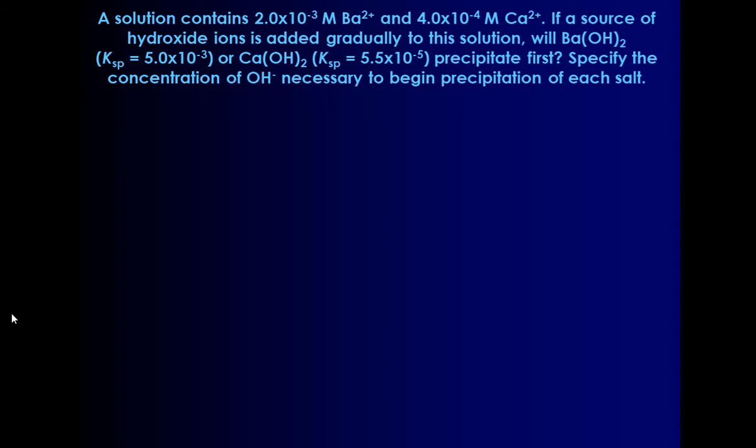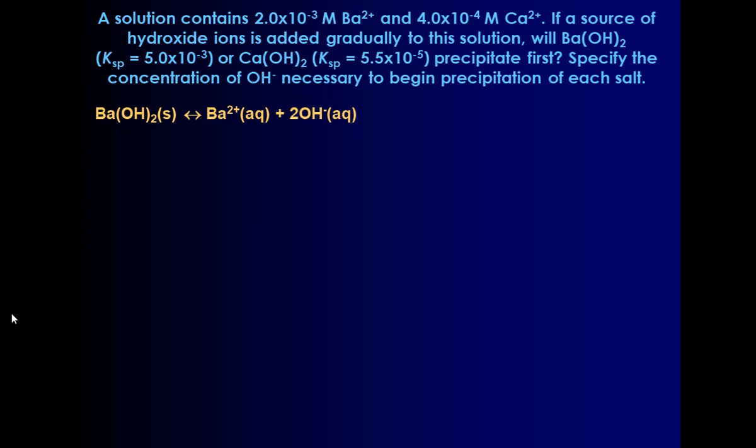And we're told that hydroxide ions are being added to the solution. And we want to know which of those two precipitates, the barium hydroxide or the calcium hydroxide, will precipitate out of solution first. To do that, we're going to need to figure out how much hydroxide we would need for each of those two solids for precipitation to occur. So with that in mind, we're going to write out two dissolution reactions for barium hydroxide and calcium hydroxide respectively, and two KSP expressions. We're going to take one of them at a time.